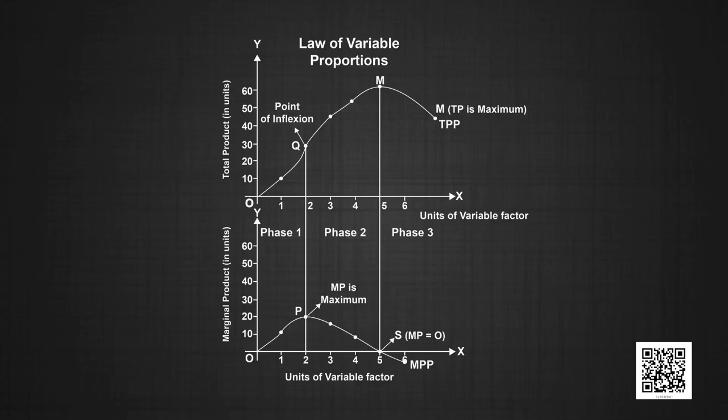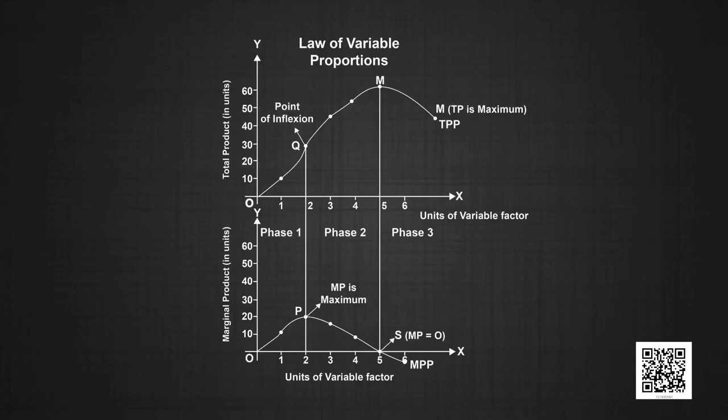TPP increases at an increasing rate until this point. The slope of the TPP is becoming steeper. At the point P in the lower panel, the producer is able to generate maximum additional production, that is, the MPP is maximum at 20 units, resulting in a total production of 30 units represented by the point Q on the top panel of the diagram.